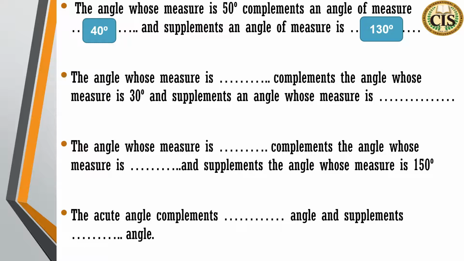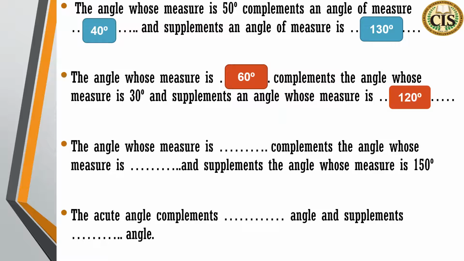The complement is 90, so 90 minus 30 equals 60 degrees. So the angle whose measure is 60 complements the angle whose measure is 30, and supplements an angle whose measure is... the supplement is 180, so here 180 minus 60 equals 120.